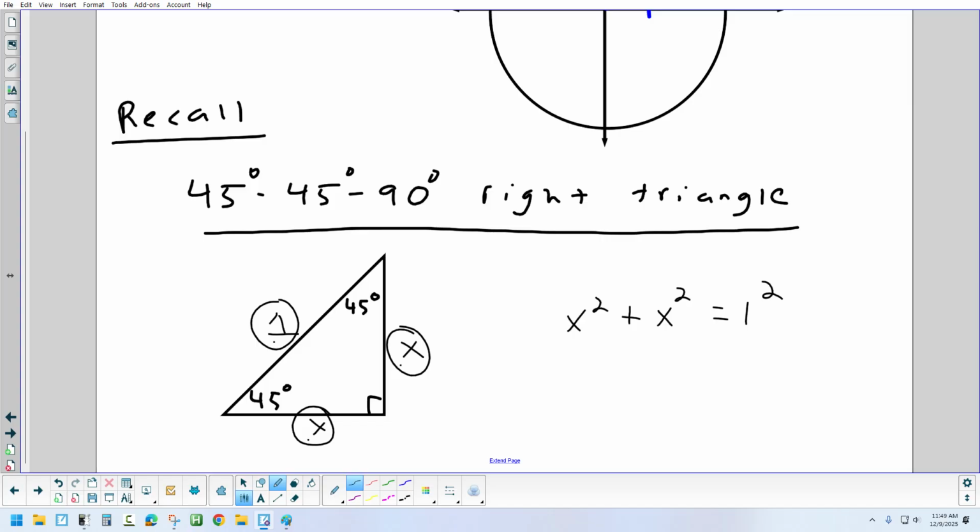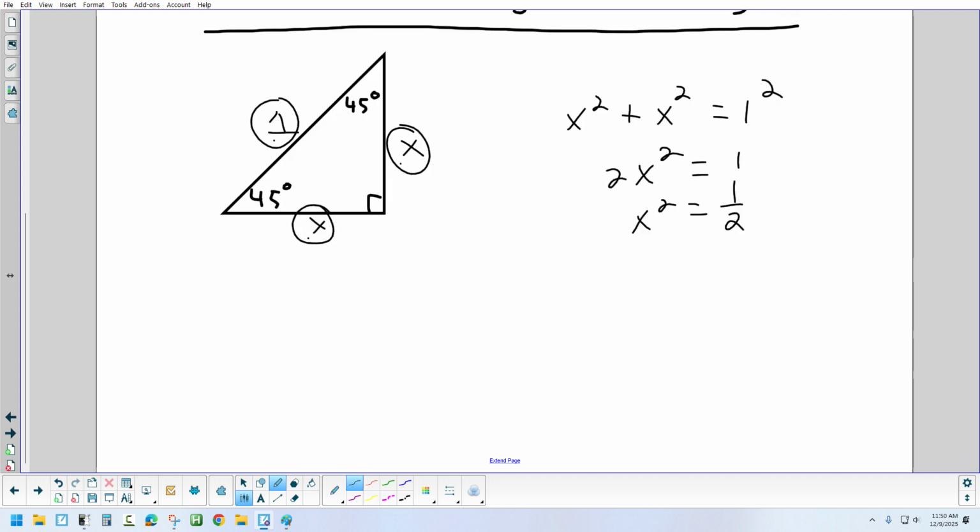All right, so combine our like terms. X squared plus x squared gives me 2x squared. 1 squared gives me 1. X squared is a half. And how are we going to get x by itself? Square root. Yep, and how do you take the square root of a fraction without a calculator? That's a good question. Good question. That's what they pay me for, to ask the good questions. How do we take the square root of a fraction?